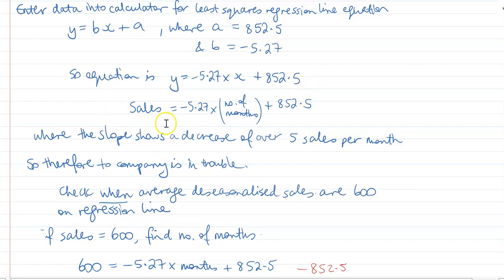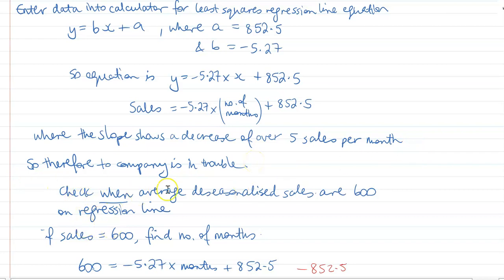Putting it in the context of the data, the deseasonalized sales are going to be minus 5.27 times the number of months that's passed plus 852.5. And the slope shows a decrease of just over 5 sales per month. So the company is definitely in trouble.